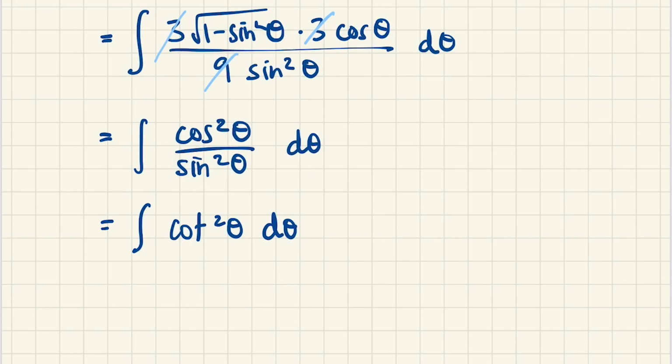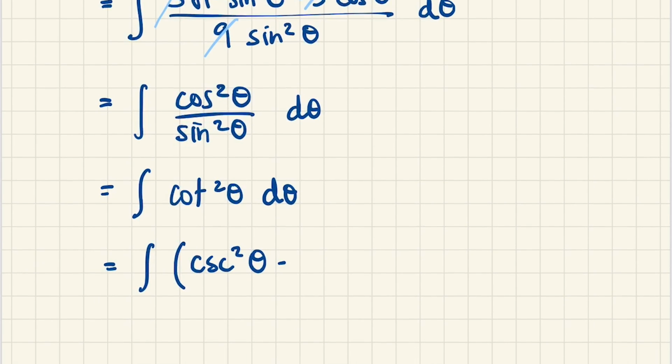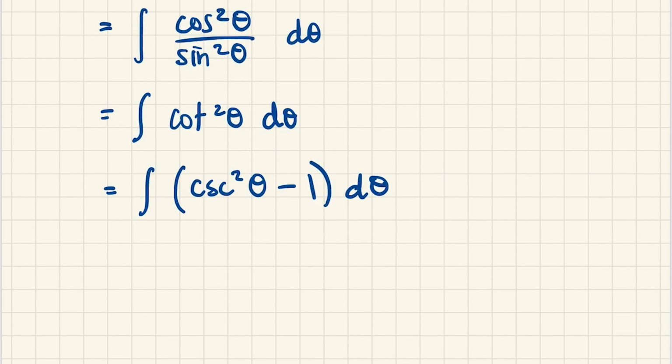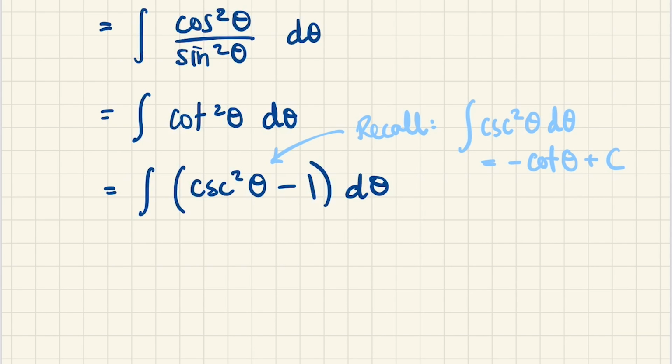Well, how do we integrate cotangent squared? Well, cotangent squared, we can write it as cosecant squared of theta minus 1, because we do know how to integrate cosecant squared, and of course we know how to integrate 1. Antiderivative of cosecant squared happens to be negative cotangent. So that's convenient. What we have is negative cotangent of theta minus antiderivative of 1, which is theta, plus our constant.